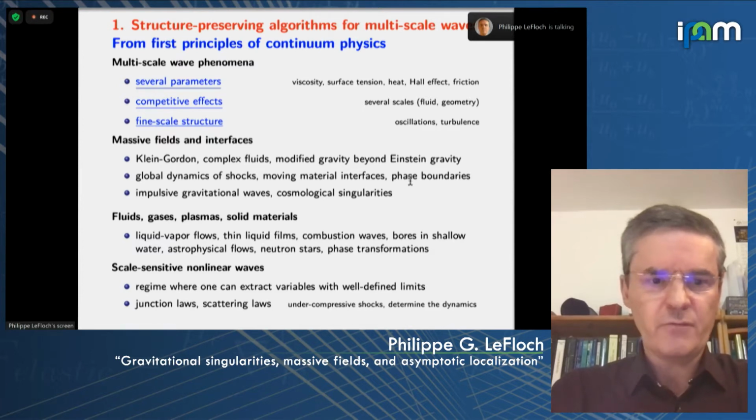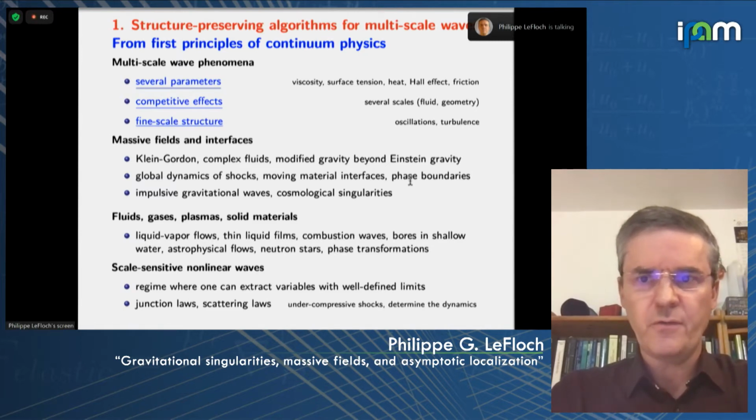And after you have done that, you can go to the next step, which is to analyze how you make a junction between fluid variables or geometric variables on both sides of the interface. And again, this is a name, scattering laws, that I'm using, or also kinetic relations is a terminology that describes these junction laws.